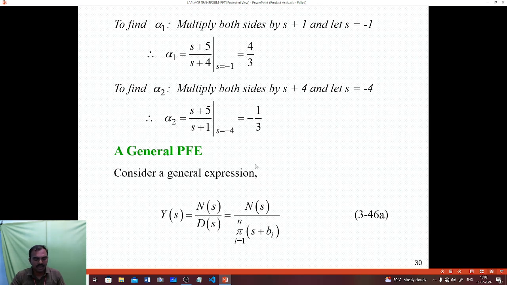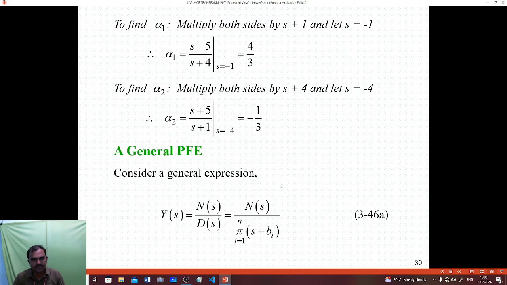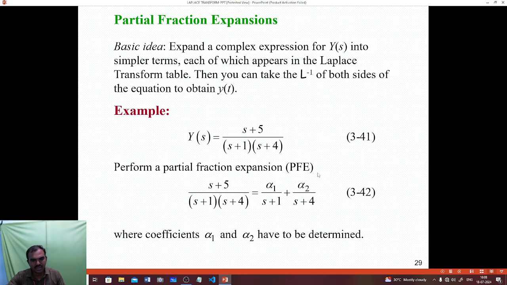After we find the alpha 1 and alpha 2 values, substitute them in these equations, then take L inverse on both sides, and we get the answer. If you take L inverse, what do we get? Alpha 1 is 4 by 3, which is a constant. Then L inverse of 1 by s plus 1, what is it? That is our inverse Laplace transform: L inverse of 1 by s plus 1 is e power minus t.